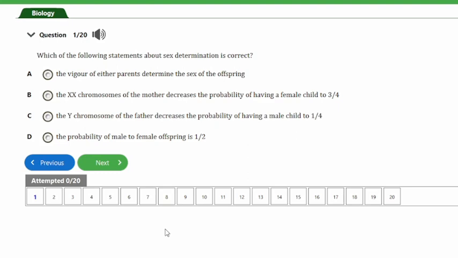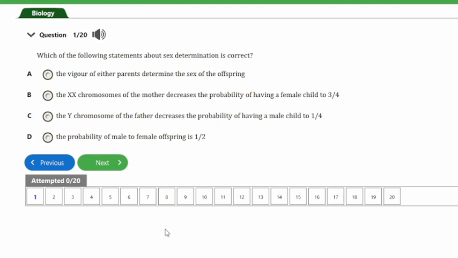The question says, which of the following statements about sex determination is correct? A, the vigor of either parents determine the sex of the offspring. B, the XX chromosomes of the mother decreases the probability of having a female child to 3/4. C, the Y chromosome of the father decreases the probability of having a male child to 1/4. And D, the probability of male to female offspring is 1/2.